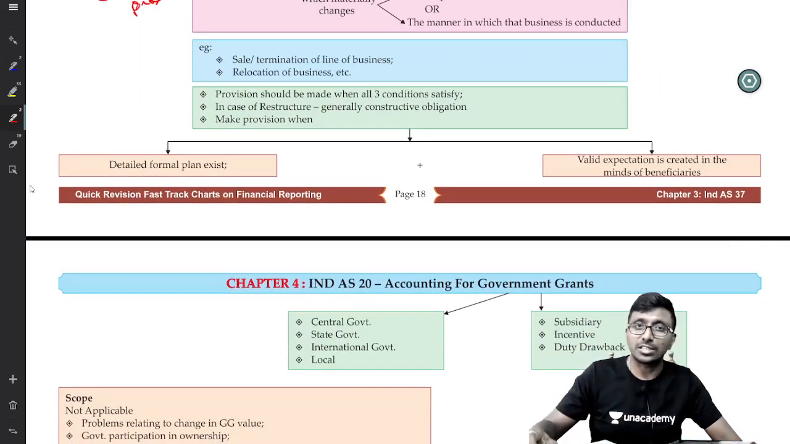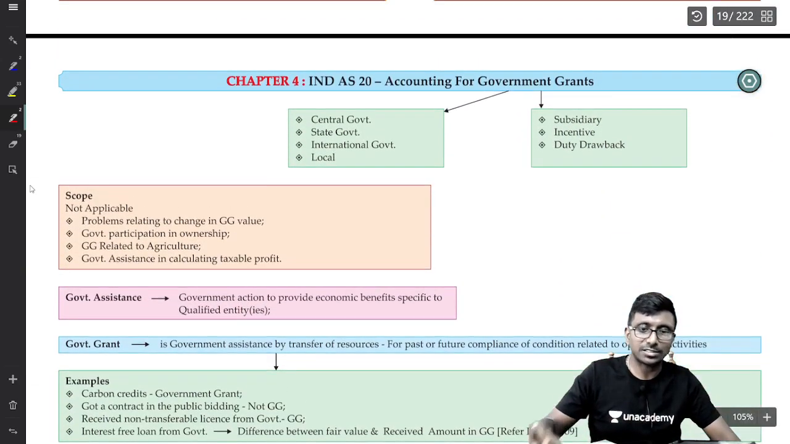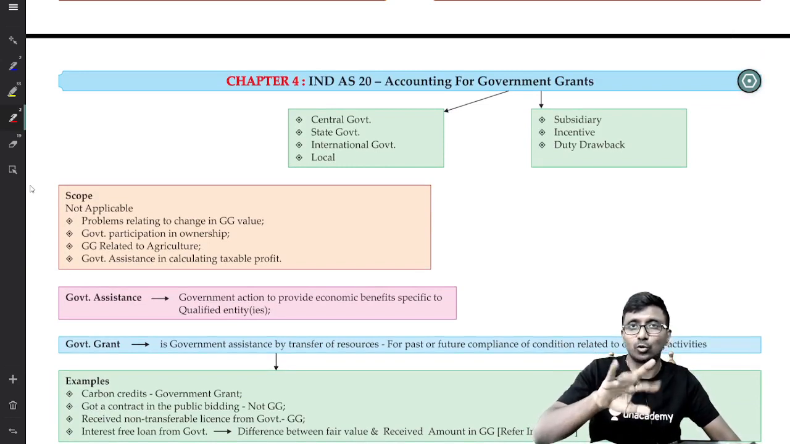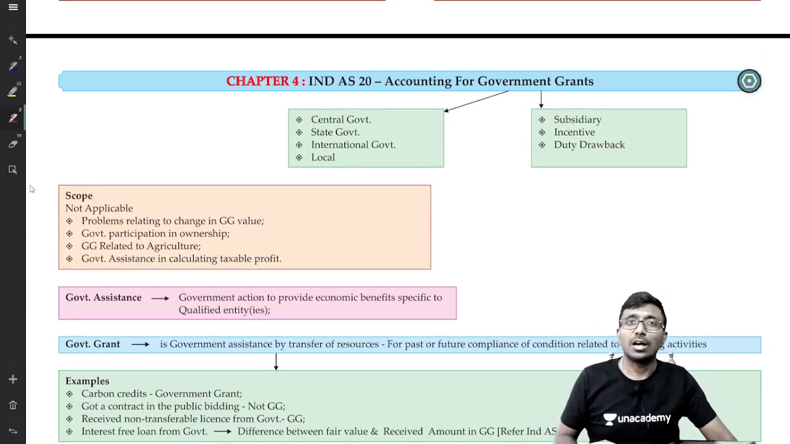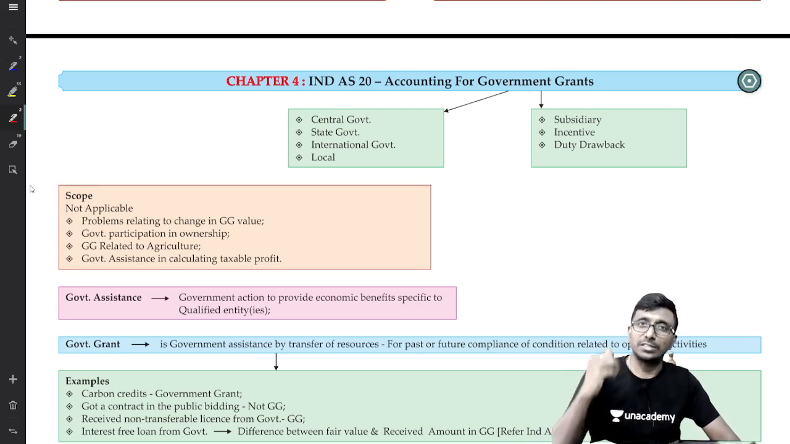Next standard starts, Ind AS 20. This is my next class, 1 hour, 12 to 1 o'clock. From 12 to 1 we'll discuss Ind AS 20 on accounting for government grants. See you there. Thank you.